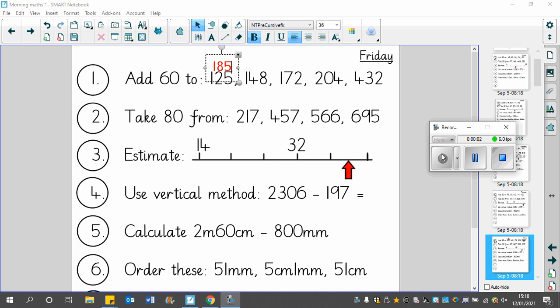Okay, here we go. It's Friday. These are the answers for the morning maths questions. Question number 1, add 60 to the following numbers.